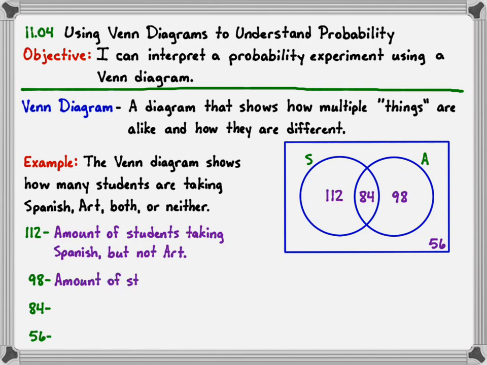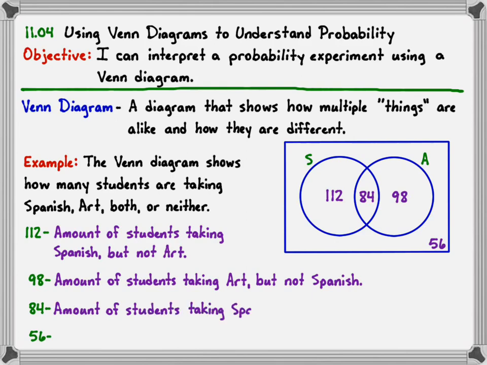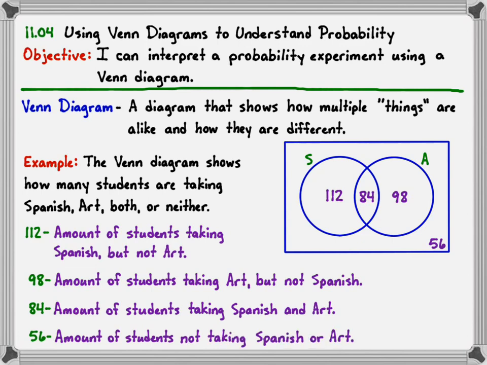The 98 represents the amount of students that are taking art but are not taking Spanish. It's pretty straightforward. The 84 is the amount of students that are taking Spanish and art. So they're taking both of the classes, right? So notice the word and. They're taking Spanish and art. Well, how many things did I say when we talk about the word and? We're talking about 1 piece of the Venn diagram. 1, 2, 3, 4 pieces. When you hear the word and, it's 1 piece. The 56 is the amount of students that are not taking Spanish or art. They're not taking either class.